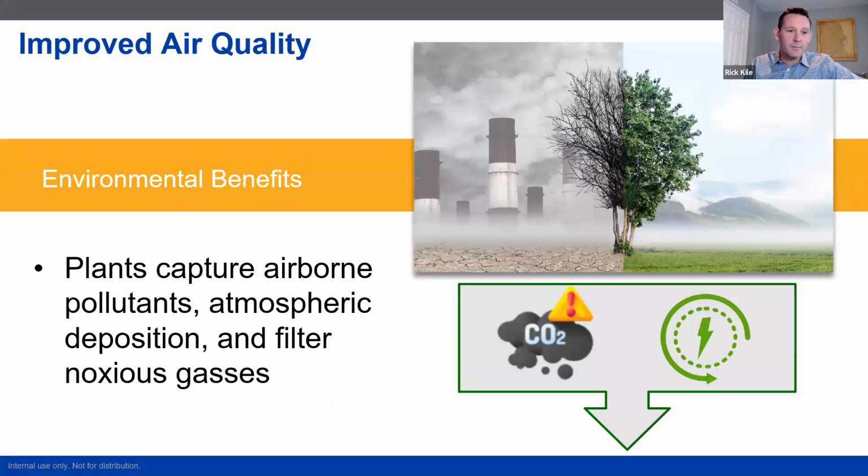Improved air quality. Plants help capture airborne pollutants, atmospheric deposition, and they help filter noxious gases. So again, through that evapotranspiration, vegetated roofs can act as a carbon sink.